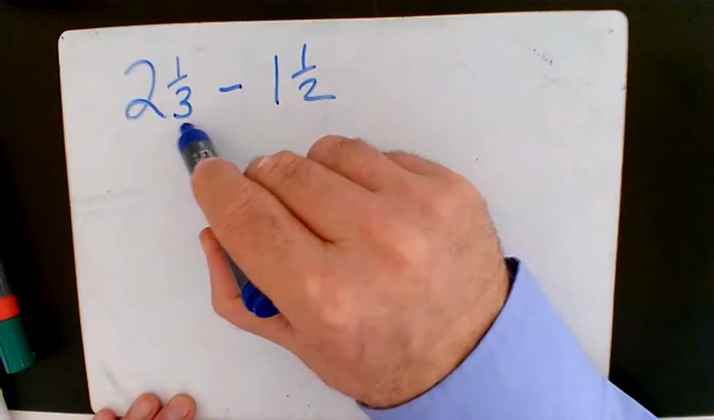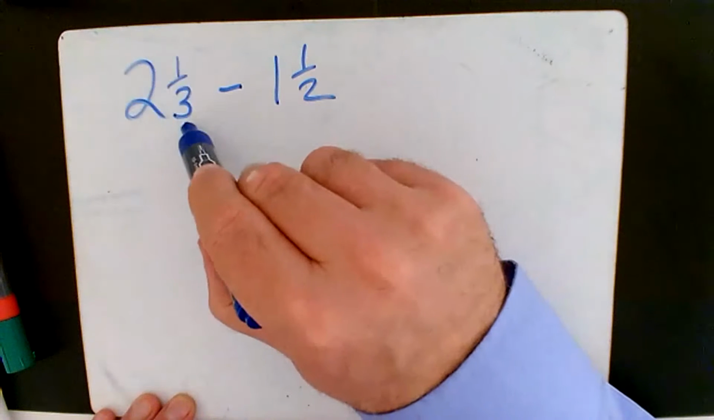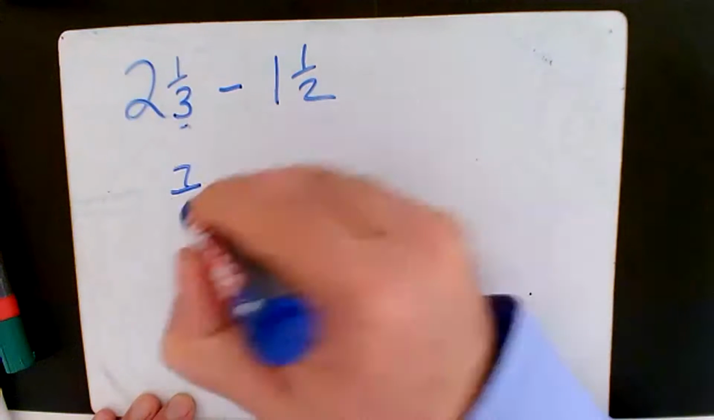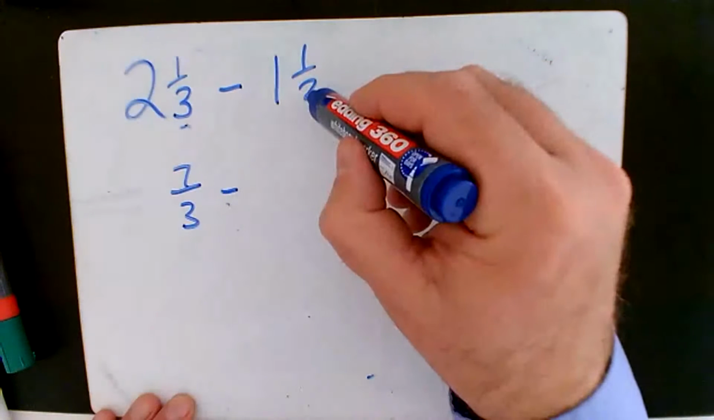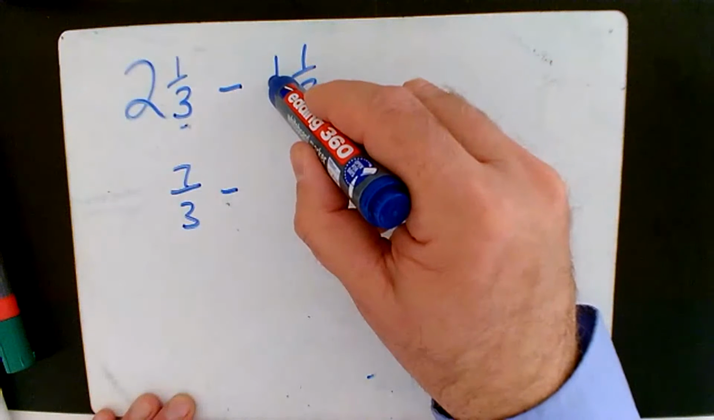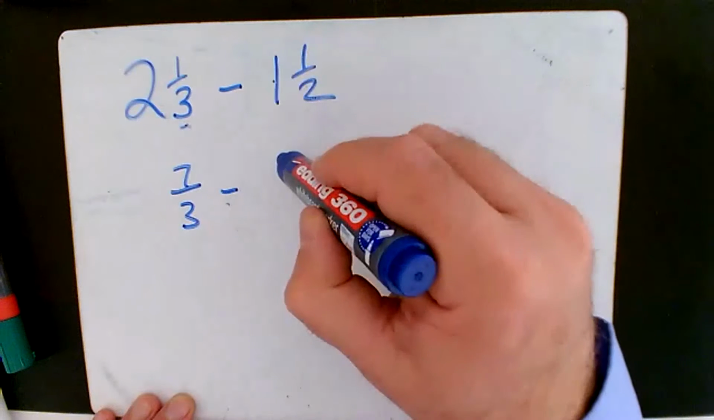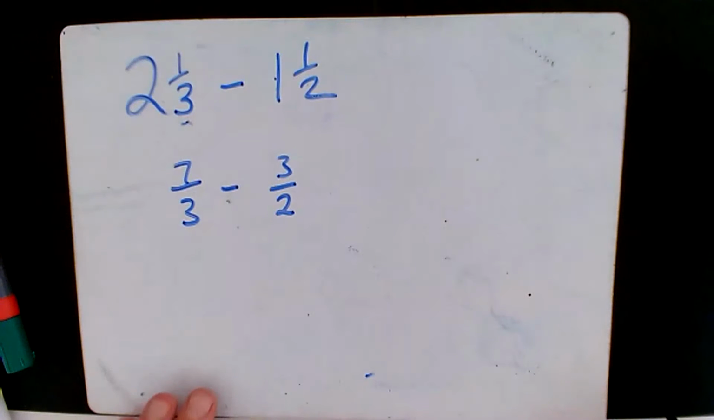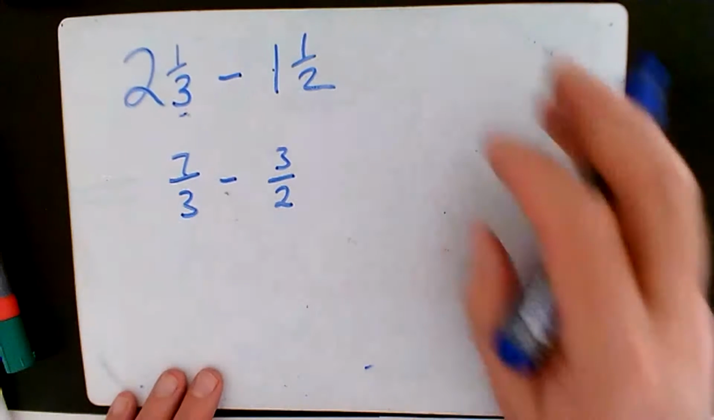So that means the bottom number, the denominator, times the whole number, add the top number. 3 times 2 is 6 and 1 is 7. So this becomes 7/3. And we're going to take away 3/2, since 2 times 1 is 2 and 1 is 3. So this is what we're left with. We have to put these into improper fractions. Now of course, they're different denominators, aren't they?